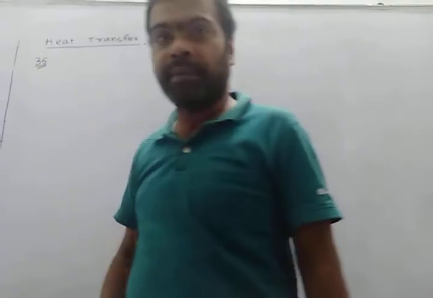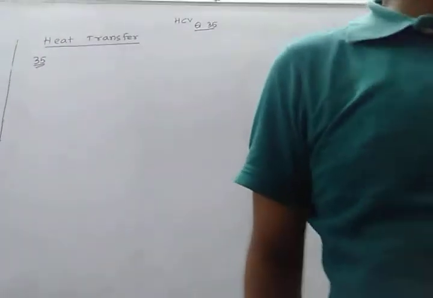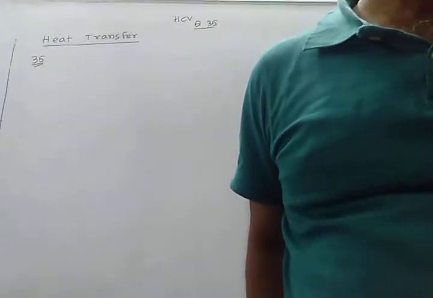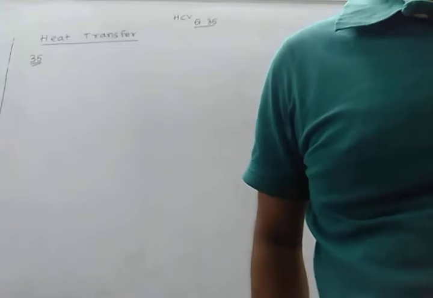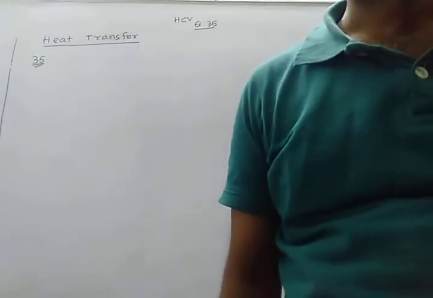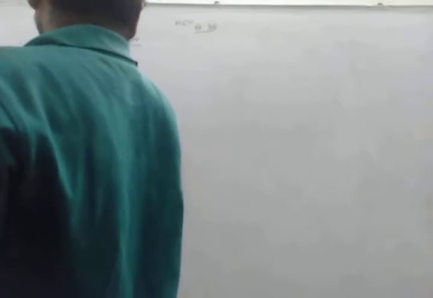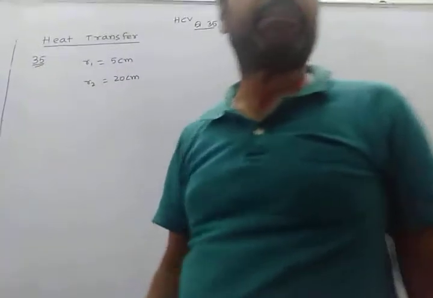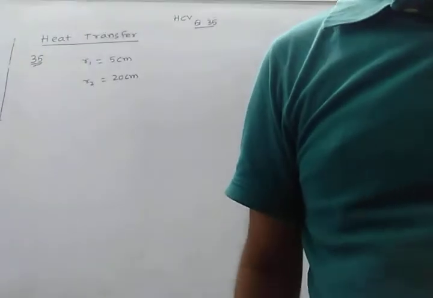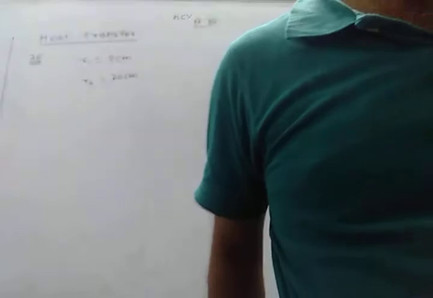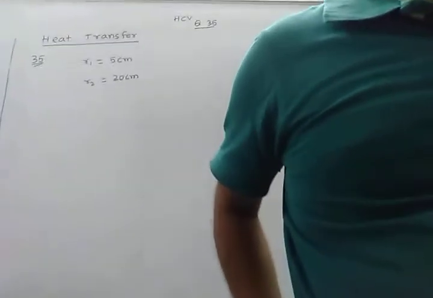question number 35 in the exercise is this: a hollow metallic sphere of radius 20 centimeter surrounds a concentric metallic sphere of radius 5 centimeter. That means the inner radius is 5 centimeter and the outer radius is 20 centimeter. The space between the two spheres is filled with a non-metallic material. You can consider it as a non-metal.